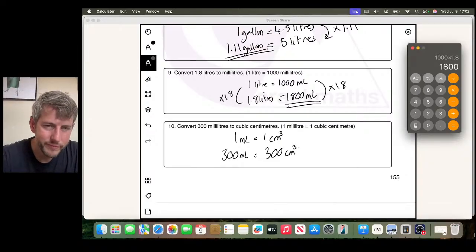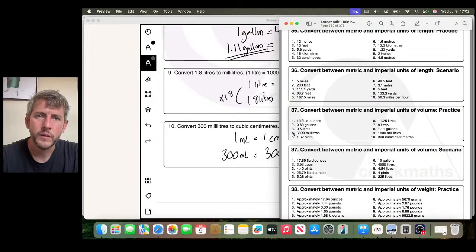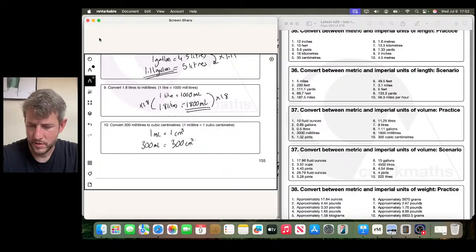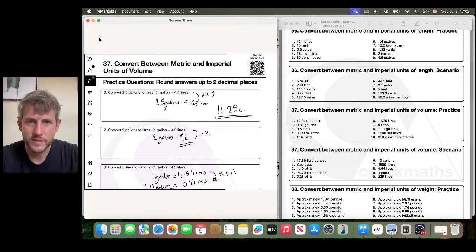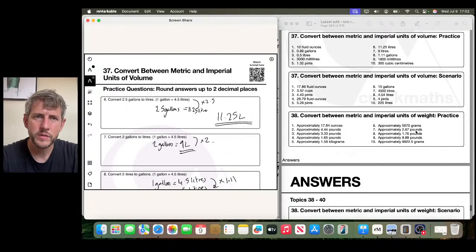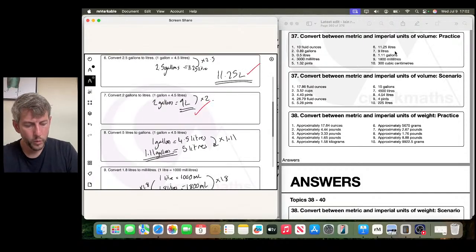Okay, right, let's get this marked. So this is going to be here. And then I can just move this over here. Go to the top. And let's start marking. Okay, so we have got, where are we? Here we go, this one here, let's move those up to the top. 11.25 litres, yeah, that's correct. 9 litres, yeah. 1.11 gallons, yeah, that's right.